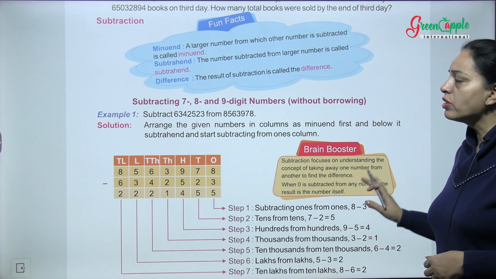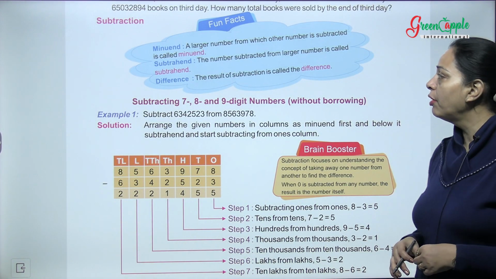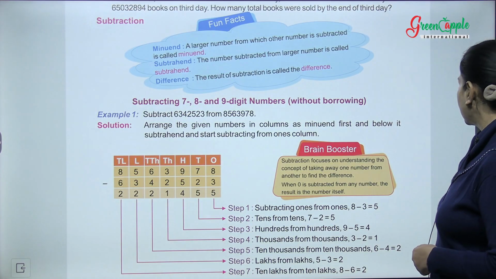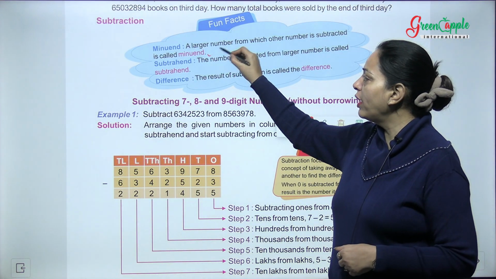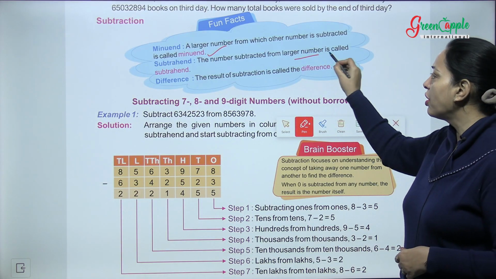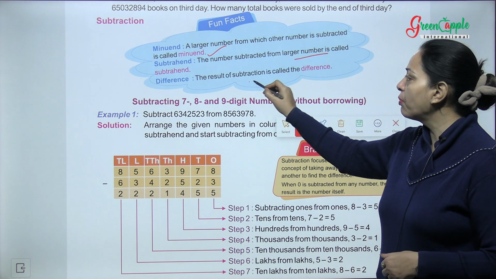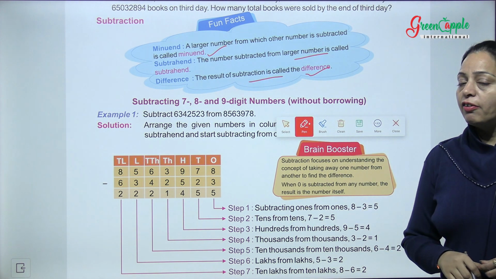Now we are talking about subtraction. Fun facts. Minuend: a large number from which another number is subtracted is called the minuend. The subtrahend: the number subtracted from the larger number is called the subtrahend. And the difference: the result of subtraction is called the difference.